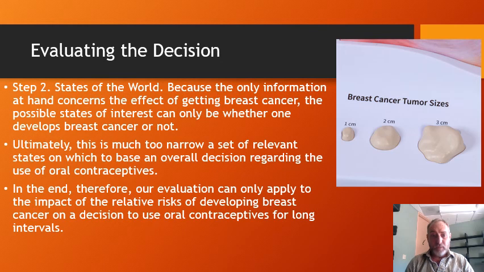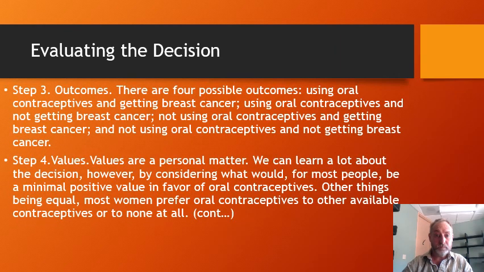All right, step two, what are the states of the world? Again, the only information we have is getting breast cancer and not getting breast cancer. So those are the states of the world that we're concerned about. Again, that's a very narrow set of relevant states. You might wonder how aggressive the breast cancer is, or what the other benefits are. There are lots of benefits of taking birth control that may in some ways outweigh this. But because the study only really gives us these two options and these two outcomes, we're going to evaluate our decision just based on the information that we have.